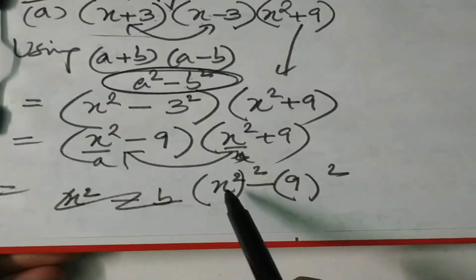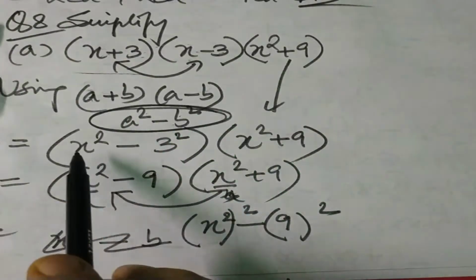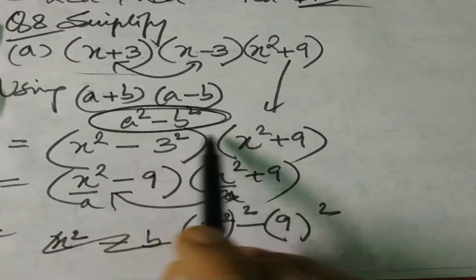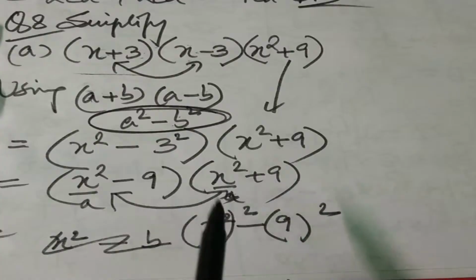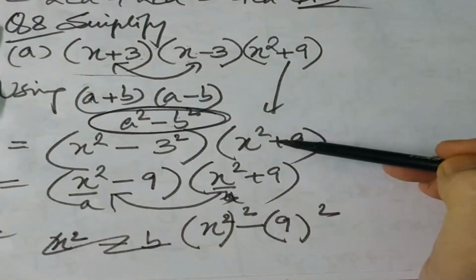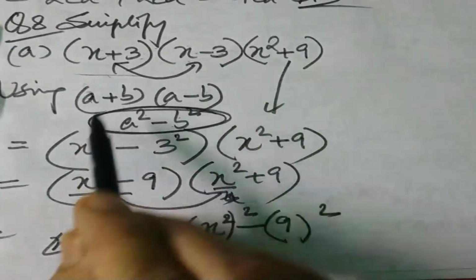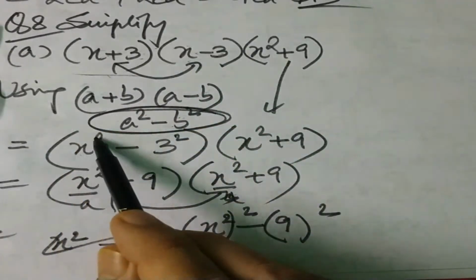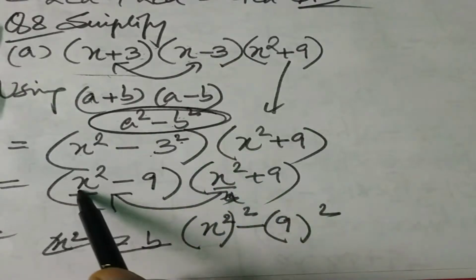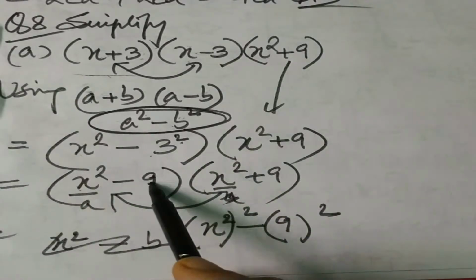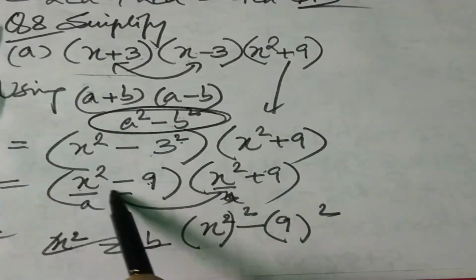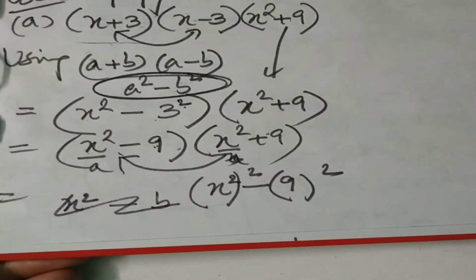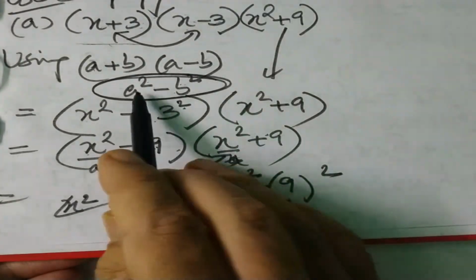So why is this square? Because I have got the answer x square minus 3 square and x square plus 9. So this is the number brought here. These two have been multiplied by using the a square minus b square formula. I have to write this answer as x square minus 3 square, which is x square minus 9. This x square minus 9 and x square plus 9 will again become a new formula, and these two will be multiplied again by using the same thing.